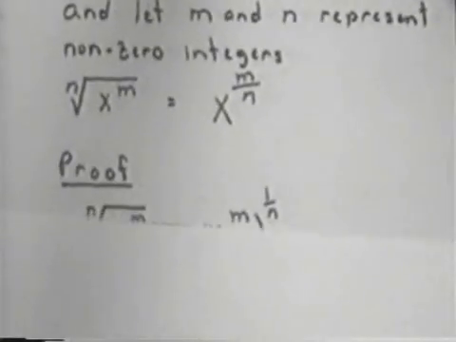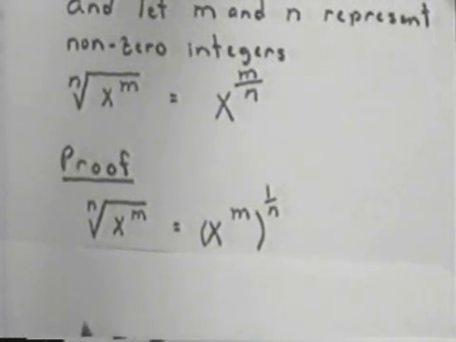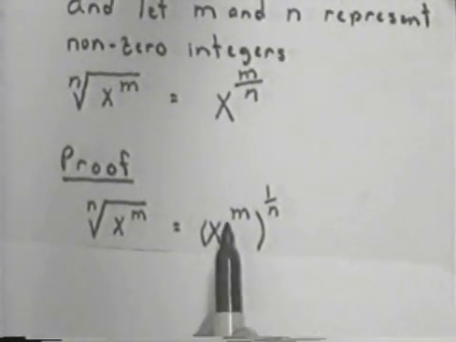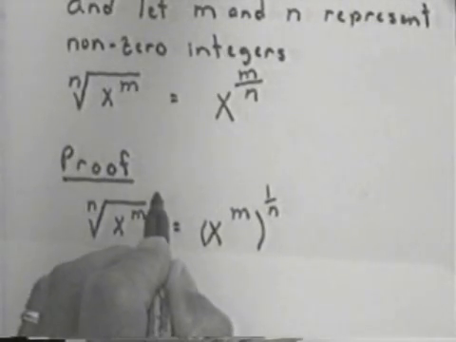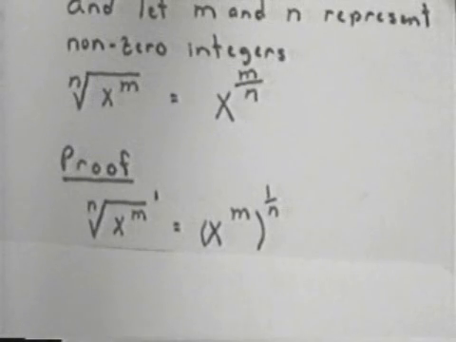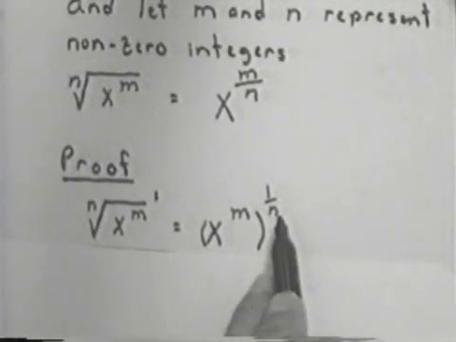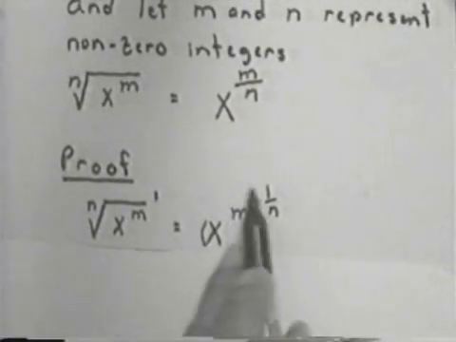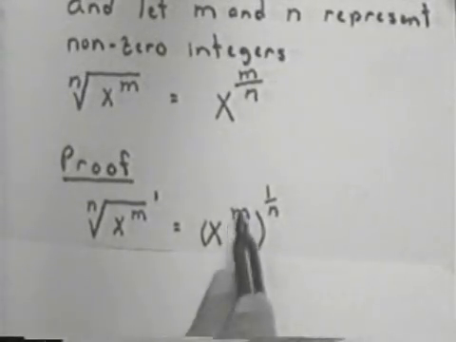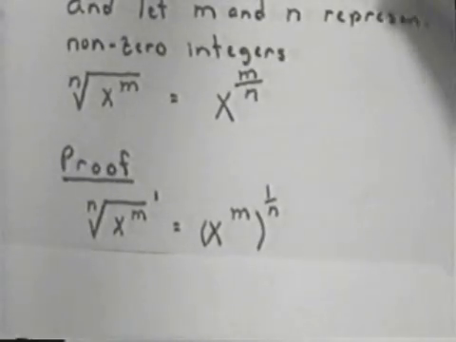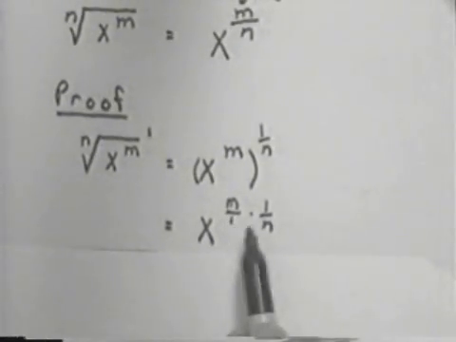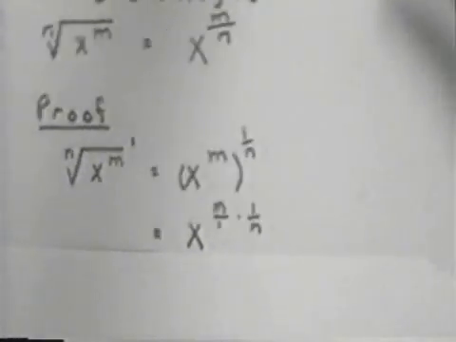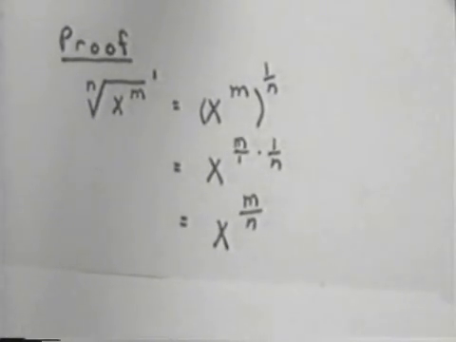Well, let's look at the proof of that. The nth root of x to the m is the same as x to the m raised to the 1 over n power, because the index is understood to be 1 over n. The denominator tells me the index, the exponent gives me the numerator. Now to raise a power to a power, I keep the base and multiply the exponents. So I'd have x to the m over 1 times 1 over n, or x to the m over n.